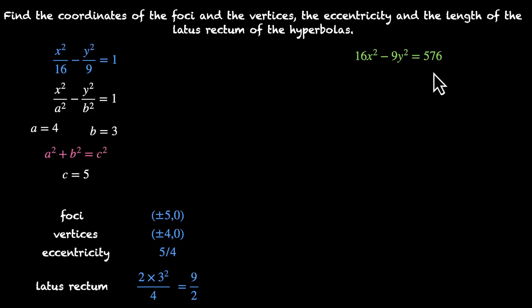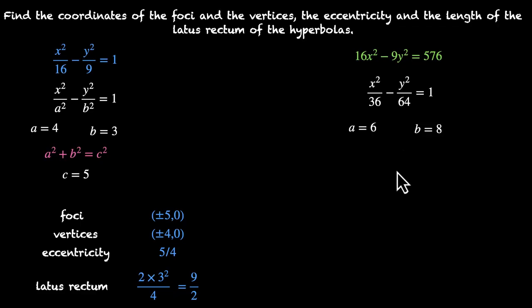First we divide everything by 576. So 576 by 16, that's going to be equal to 36. So this is x squared by 36 minus 576 by 9, that's 64. So the equation is x squared by 36 minus y squared by 64 equals 1. Again, comparing with the standard equation x squared by a square minus y squared by b square equals 1, we get that a is 6 and b is 8. It doesn't matter if a is greater than b or less than b. As long as the coefficient of x square is positive, the foci and vertices will be on the x-axis.